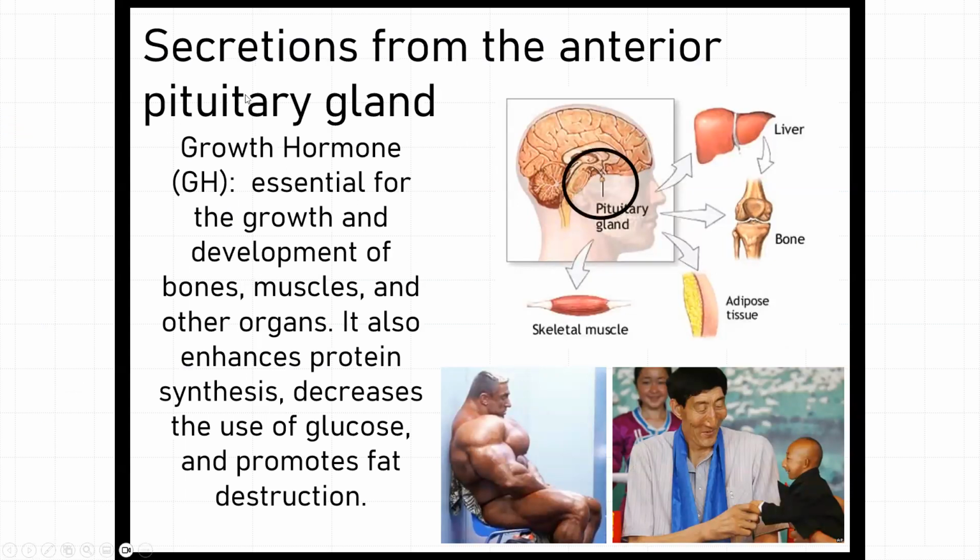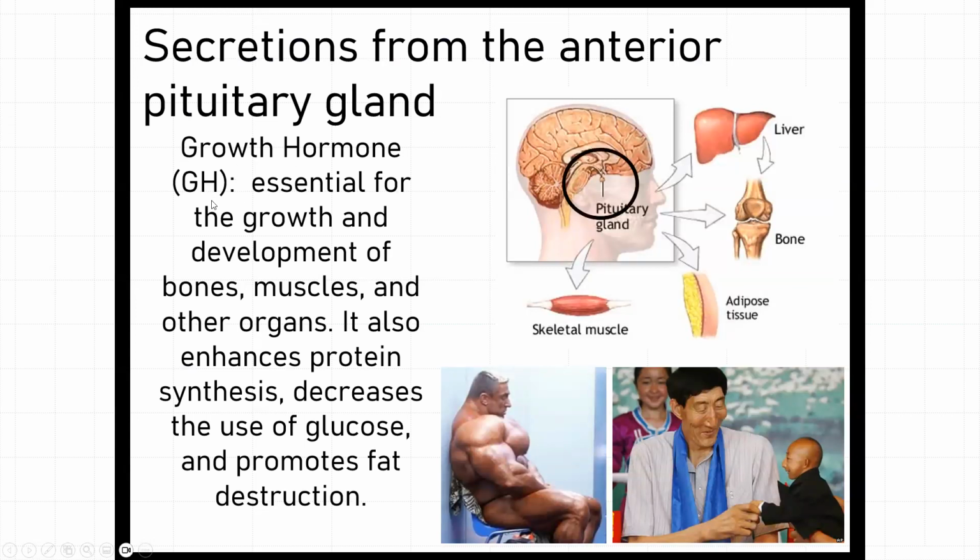Now, let's discuss the different glands and their secretions. First, secretions from the anterior pituitary gland. The pituitary is divided into two parts, the anterior part and the posterior part, and both parts secrete different hormones.